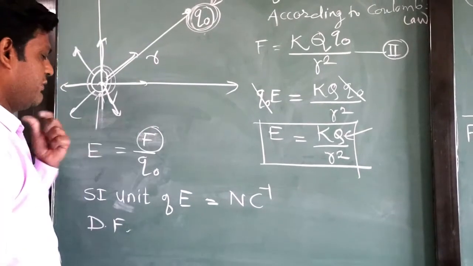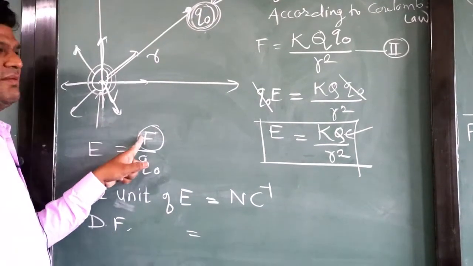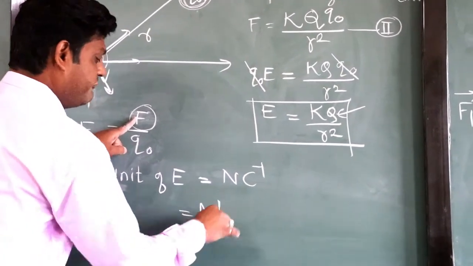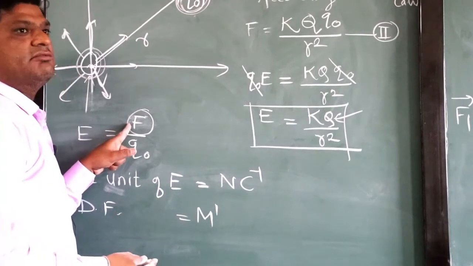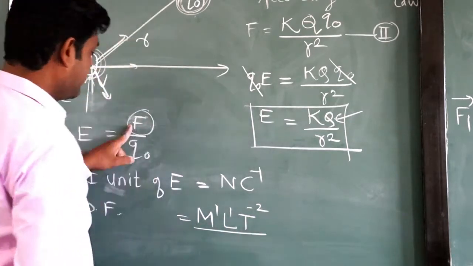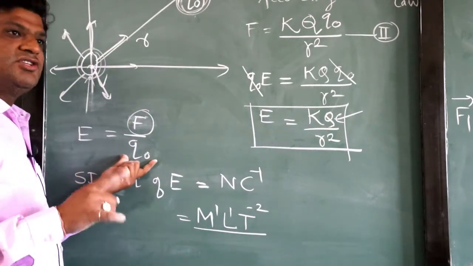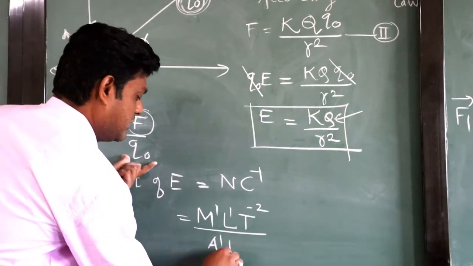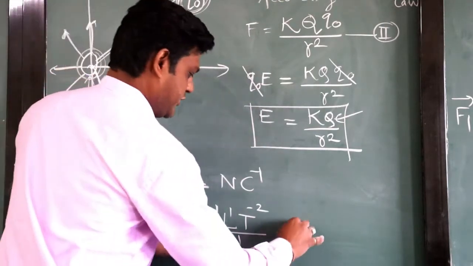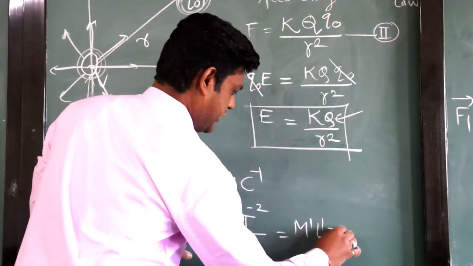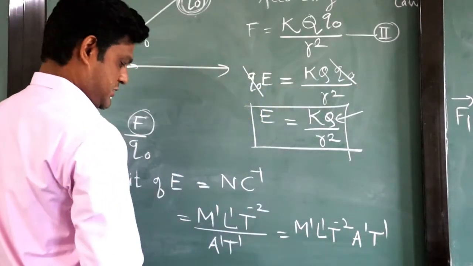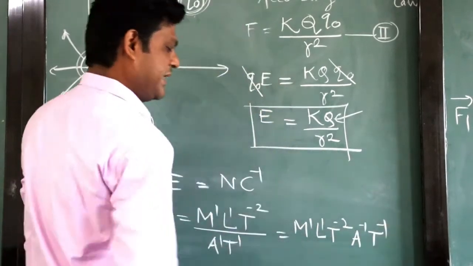So for the dimensional formula we will write, what is the dimensional formula for F? That is m into a. So we will write M^1. For the acceleration we will write L^1 T^-2, divided by the dimensional formula for charge, that we will write A^1 T^1. So it becomes M^1 L^1 T^-2 into A^-1 T^-1.